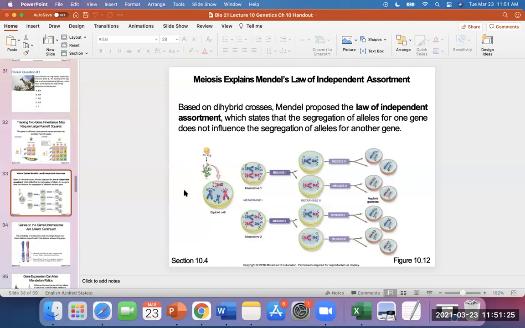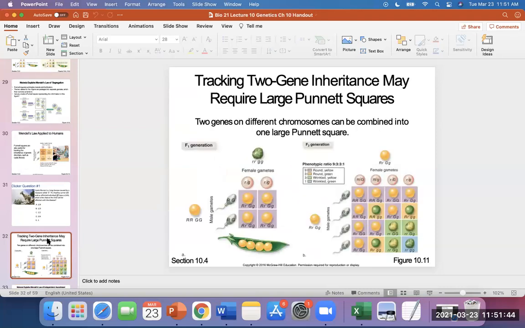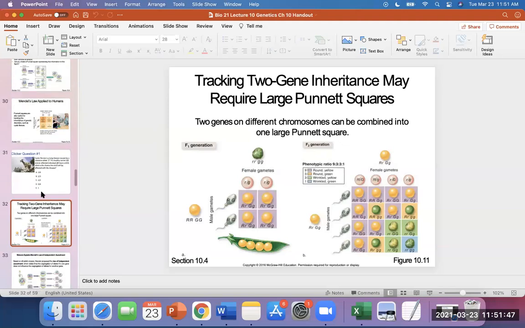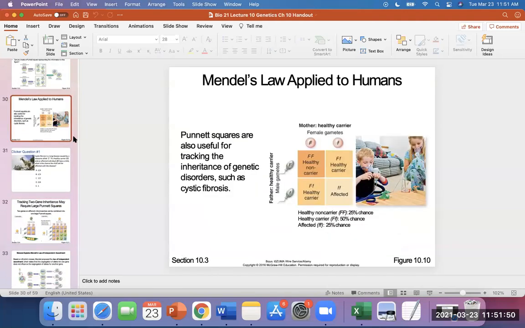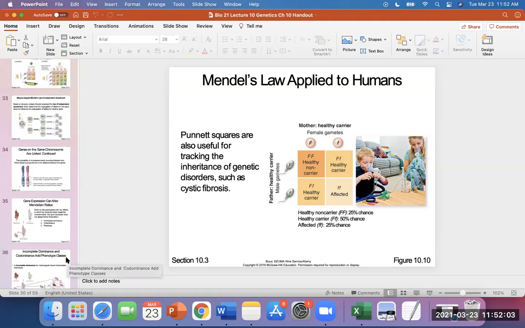If we go back here for the independent assortment, that means one gene is located on one chromosome and they can separate. They can separate here. But if it's two genes on the same chromosome, that means they're linked and they cannot separate. And that doesn't follow Mendelian genetics or the law of independent assortment. Also, one more thing. This one is dihybrid actually here. So Punnett squares are used to track different genetic disorders. I will give you some questions about this, especially with the X-linked that we talked about. Do you guys understand what a carrier means?